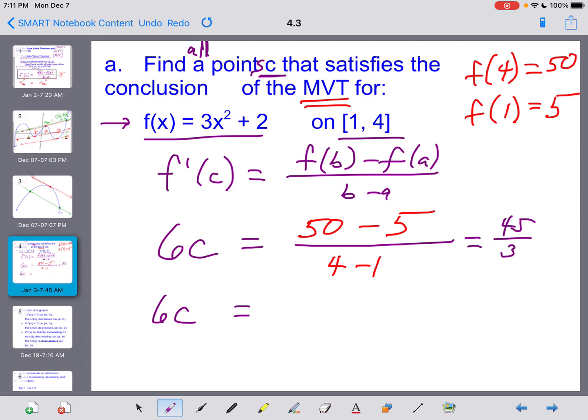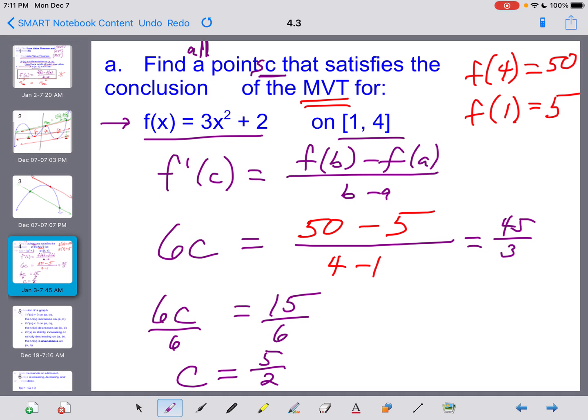The 4 minus 1 is a 3. And last I checked, 45 divided by 3 is 15. And now we're going to divide both sides by 6, which maybe doesn't work out quite as nicely as we would like, but it could be worse. Let's divide a 3 out there. We're going to get c is equal to 5 halves.